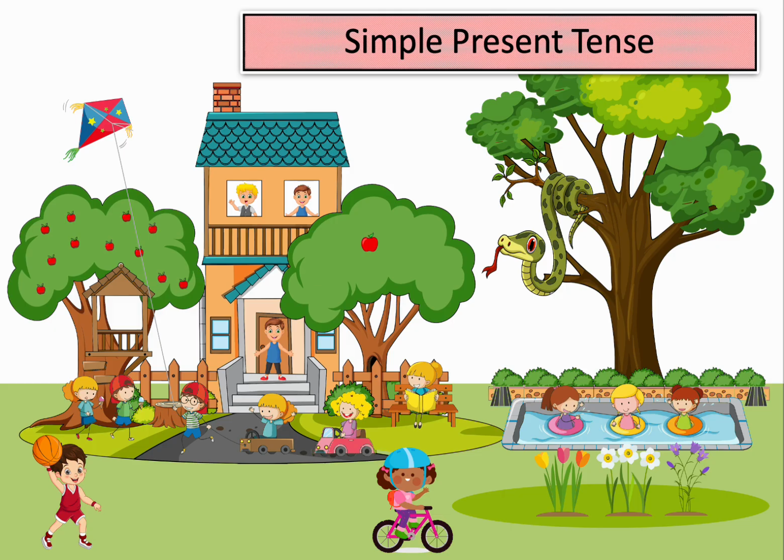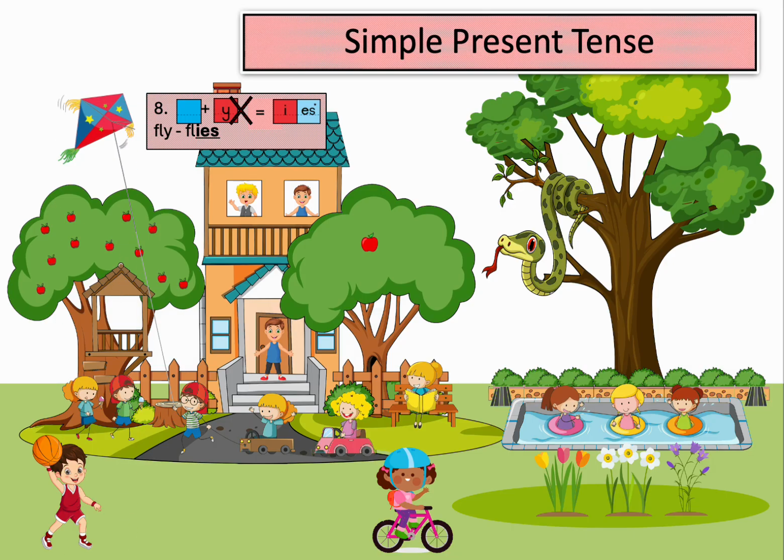Rule number 8. Peter flies his kite. If the base verb, example fly, ends on a consonant plus a Y, do not just add an S. Replace the Y with an I and then add ES. Rules 7, 8, and 9 are the tricky rules for learners. To help them retain this information, consistently repeat these rules.